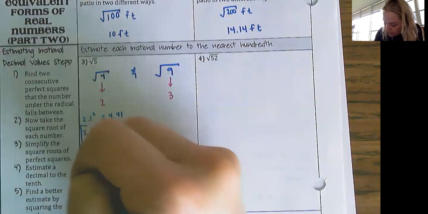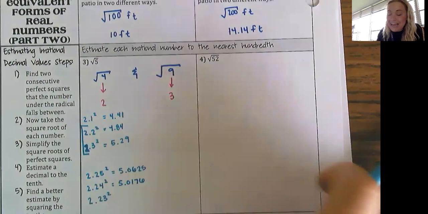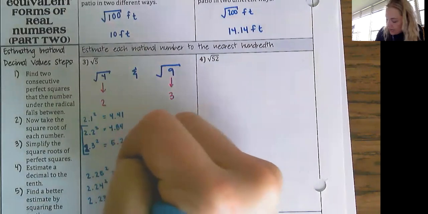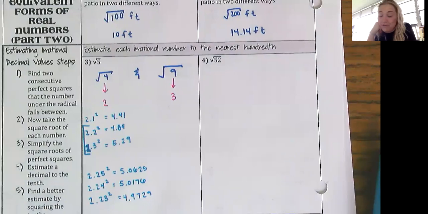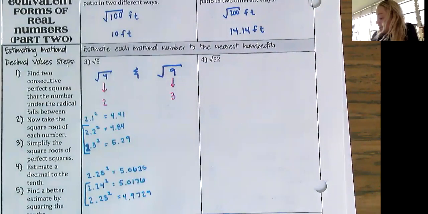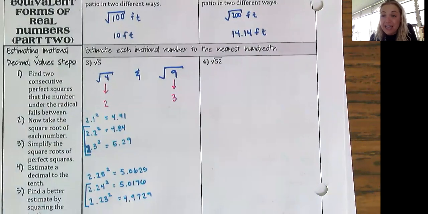Let's go with 2.23 squared. It went lower. Okay, so I've got 4.9729. Who wants to keep going? We know that it's between these two. We could then go and check 2.235, and if that was too high, we could change it again and again and again.